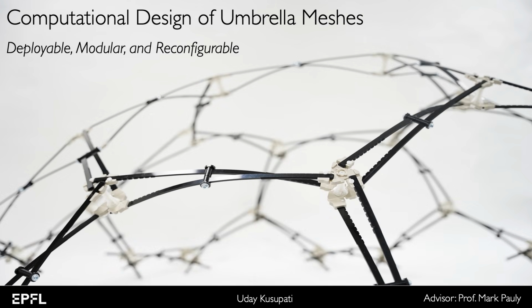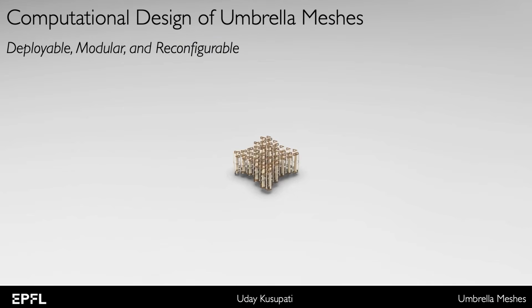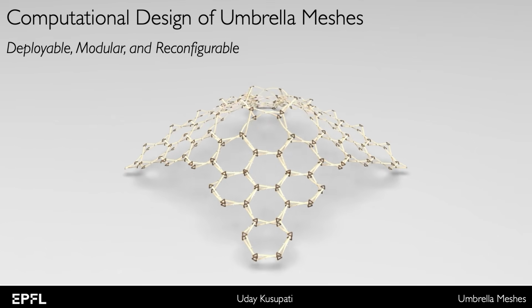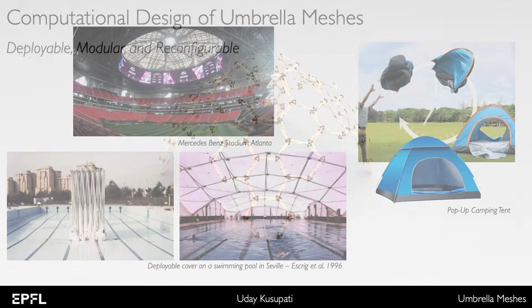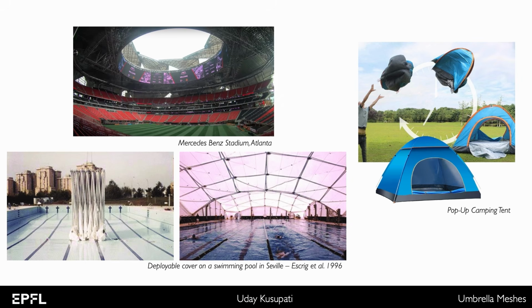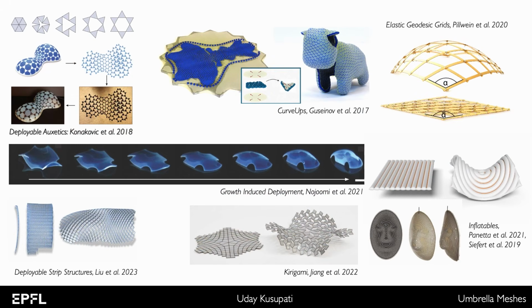My name is Uday, and my thesis studies the computational design of umbrella meshes. Umbrella meshes are assembled in a planar, compact, stress-free state and deployed to a pre-programmed expansive state. Deployable structures transform from an easy-to-transport compact state to an expansive state. For fabrication benefits, several works focus on planar to 3D deployment. However, notice that the material is always redistributed within the surface plane.